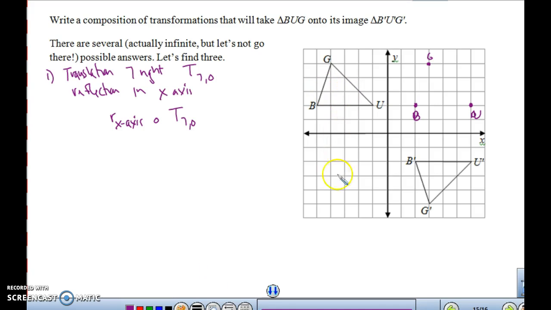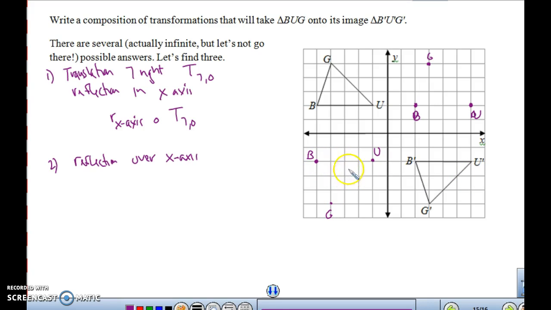Well, where else could we get this to line up? Well, what if we reflected this over the x-axis first? All right, so 1, 2, and that would be B, and then 1, 2, U, and then 1, 2, 3, 4, 5, there's G. And then how do we get this to line up with this?